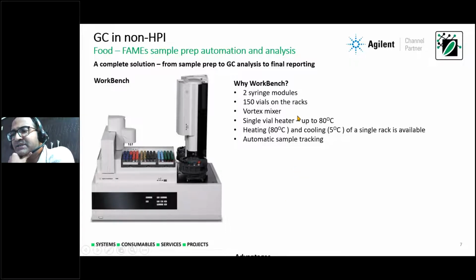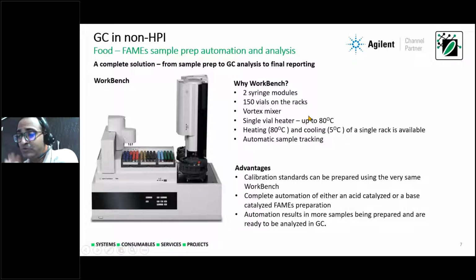More advantages, the calibration standards also can be prepared because this machine is able to precisely add your amounts of 1 microliter, 2 microliter, 3 microliter, maybe up to say 500 microliters if you need to. And then it will be able to add the required solvents also. You actually can do your serial dilution of your calibration standards on the workbench itself, and then the same set can be used for the calibration as well.